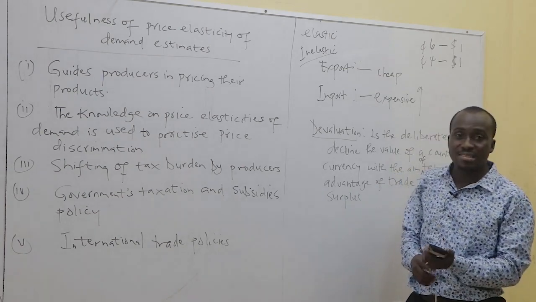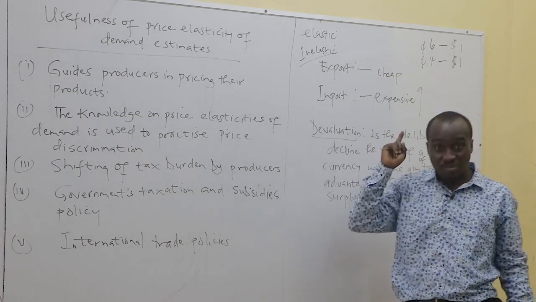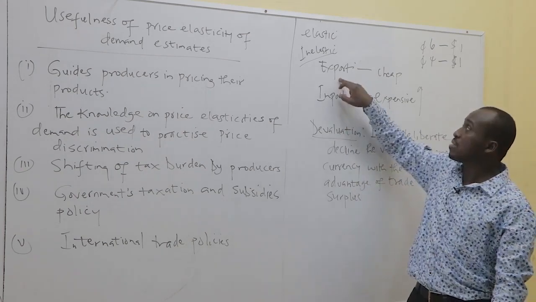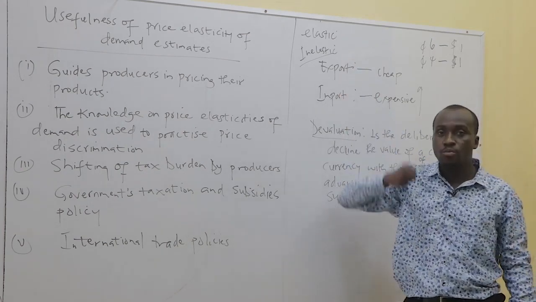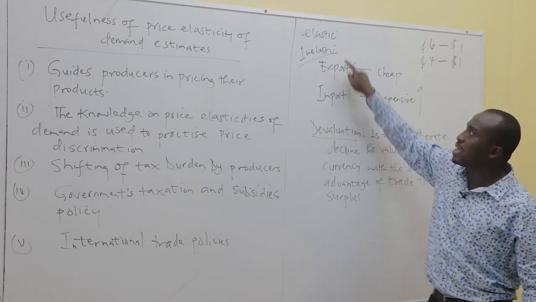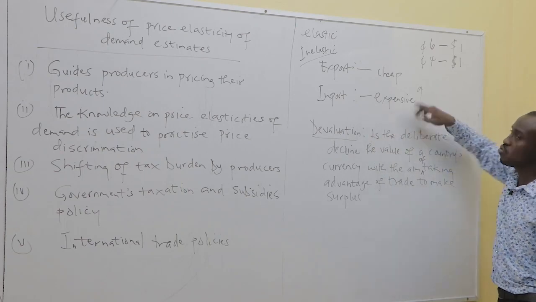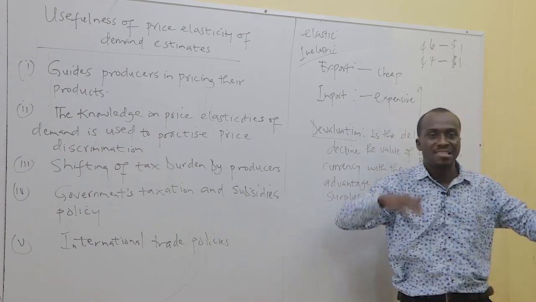So for you to practice this system and devalue your currency, number one, you should be able to export more, so that when exports become cheap, you export more and make more revenue. Number two, your citizens' demand for imports should be elastic, so that when imported goods become expensive, they will stop buying, and they save the economy from excessive importation.